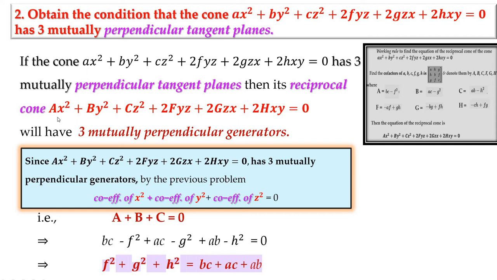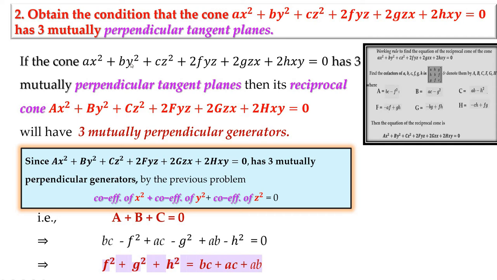See, given any cone we can find out the reciprocal cone. So what is the equation of the reciprocal cone? That is given by this. This we have done already, where capital A, B, C, F, G, H are the cofactors of this determinant. They are the cofactors of these entries A, B, C, F, G, H in this. So all these are known to us already.